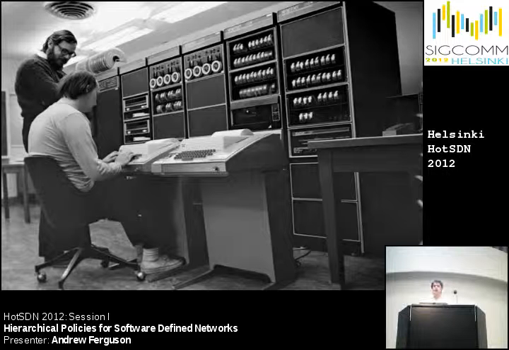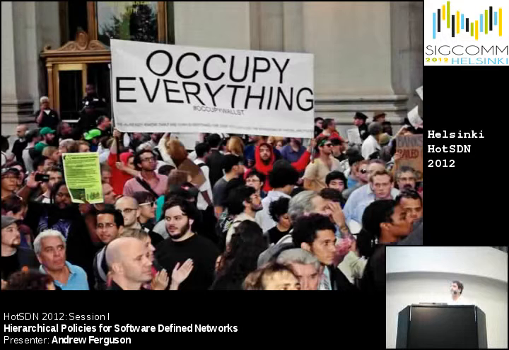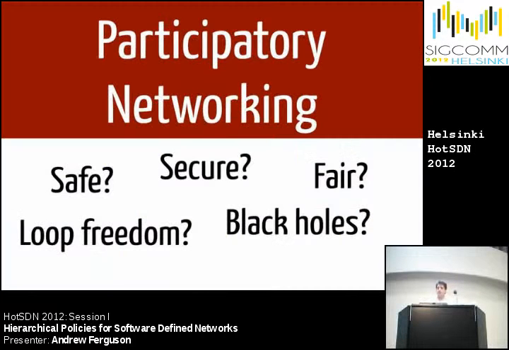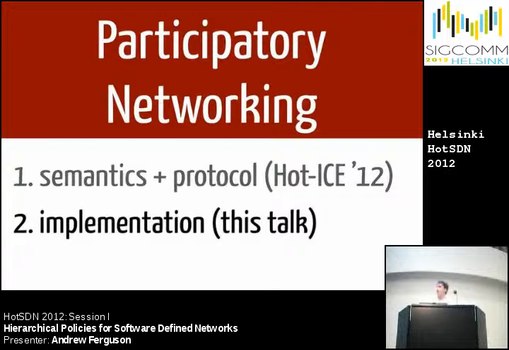One challenge, of course, is the development and implementation of a semantic, which delegates authority from the network administrators to the people, without sacrificing high-level requirements such as safety, security, and fairness, and low-level properties such as freedom from routing loops and traffic black holes. At this year's HotICE workshop, we introduced the semantics for delegation and a protocol for requests. Today, I'm going to focus on the design of this language and its efficient implementation. We call this prototype and controller PANE.